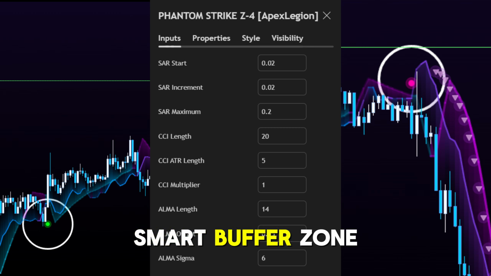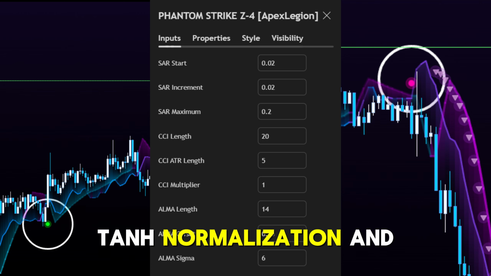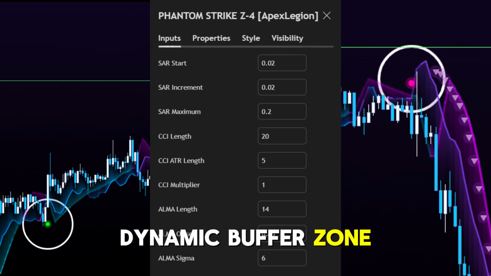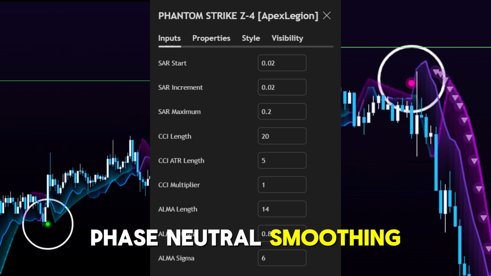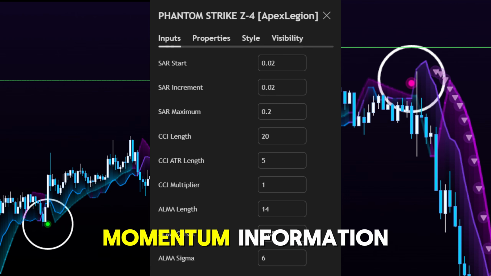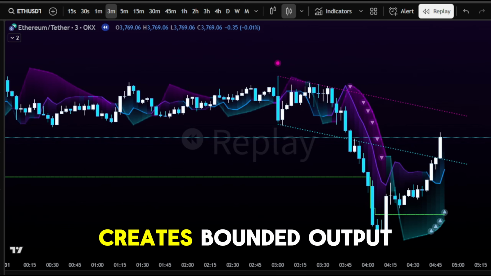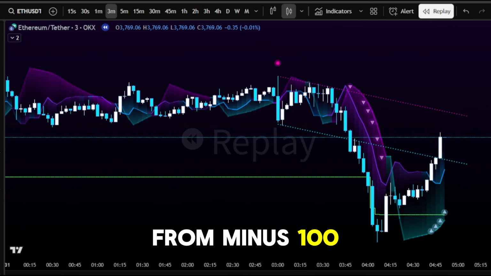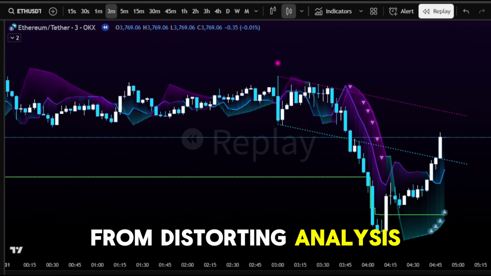CCI Smart Buffer Zone System. The CCI Smart System combines ALMA preprocessing, TANH normalization, and dynamic buffer zone analysis. ALMA preprocessing provides phase-neutral smoothing that reduces high-frequency noise while preserving essential momentum information. TANH normalization creates bounded output from -100 to 100 that prevents extreme readings from distorting analysis.